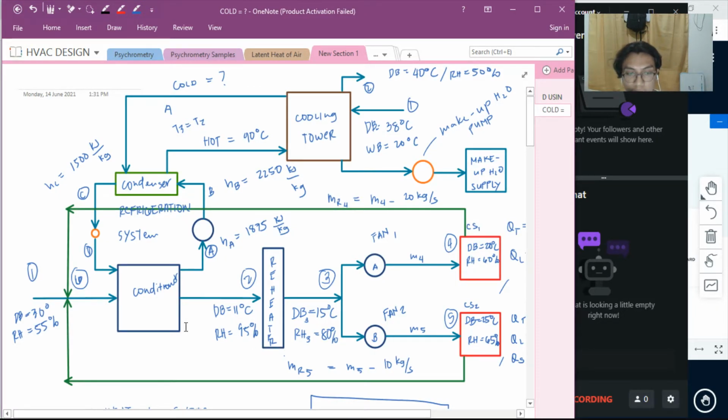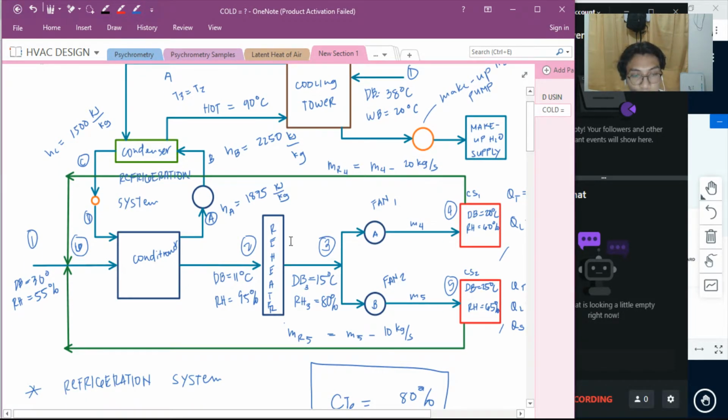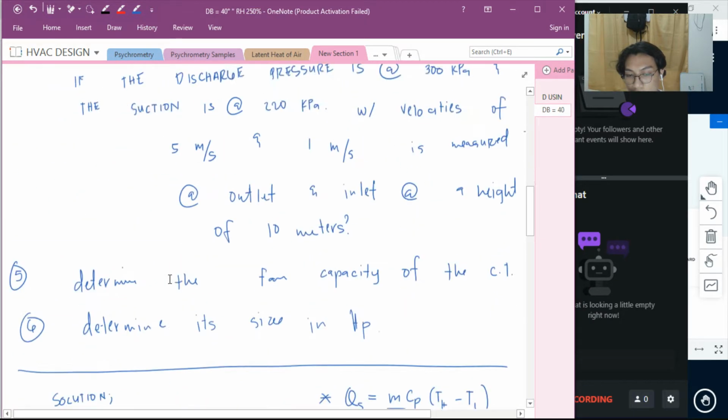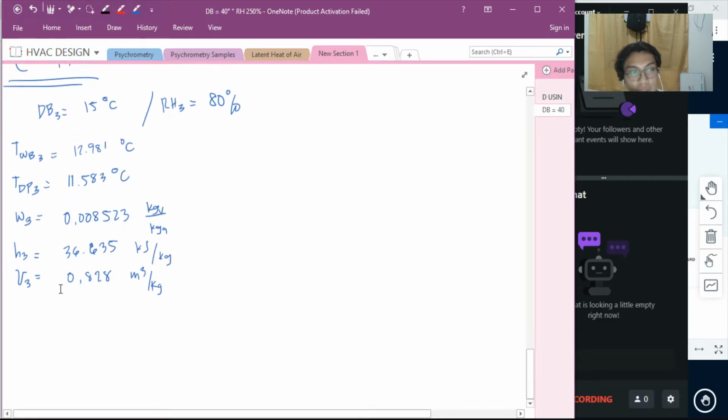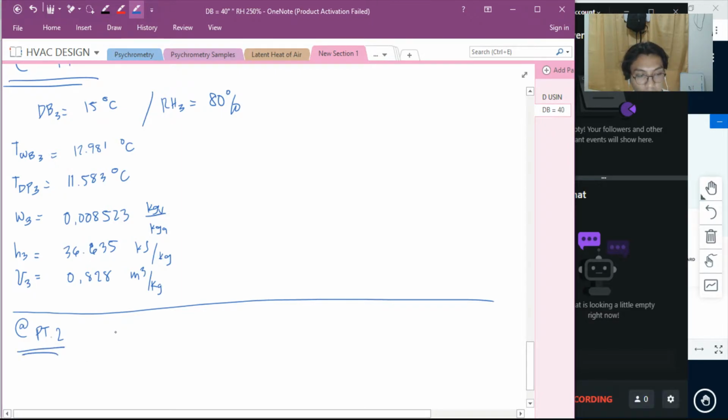Okay, so na-check ko dito, may kulang akong given. So at point 2, before the reheater, after your conditioner, lumamig siya at 11 degrees Celsius after ng 30 degrees Celsius na outside air, and then relative humidity niya before going to the reheater is 95%. O, yun lang yung kulang. Kaya chinek ko. So you have here yung point 3. How about yung at point 2? Dry bulb 2 is 11 degrees Celsius. RH is equal to 95%.